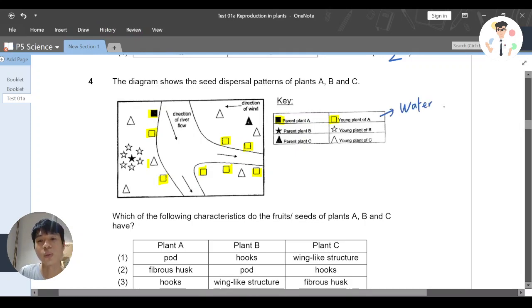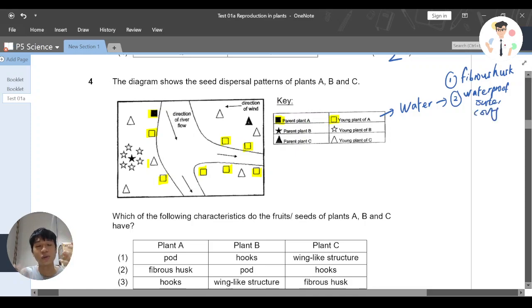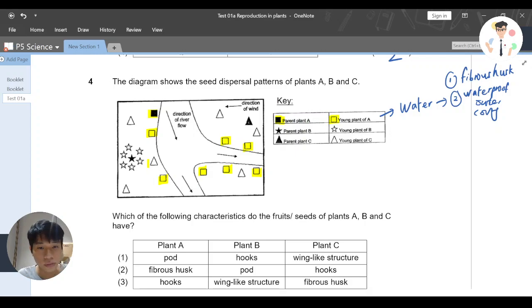Water. And when it's dispersed by water, the fruit or the seed must have two very important key characteristics. First, it must have a fibrous husk to trap air, and it must have a waterproof outer covering so that the water will not go inside. With these two characteristics, it will help the fruit or the seed to stay afloat.